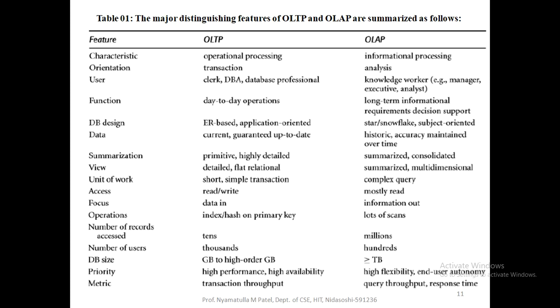What type of data is involved in OLTP? Current day to day data, guaranteed up to date data is involved in an OLTP system, whereas OLAP deals with the historic data, that is, accuracy is maintained over time. A historic data of the last 5 years or 10 years we are using over here. Now, another feature of OLTP and OLAP is summarization. In OLTP it is primitive and highly detailed data, whereas the summarization in OLAP is normally summarized and consolidated data. Why consolidated? Because the data is coming from multiple sources.